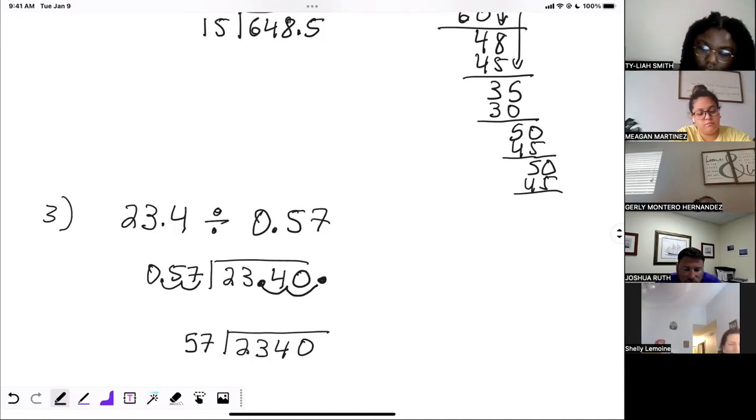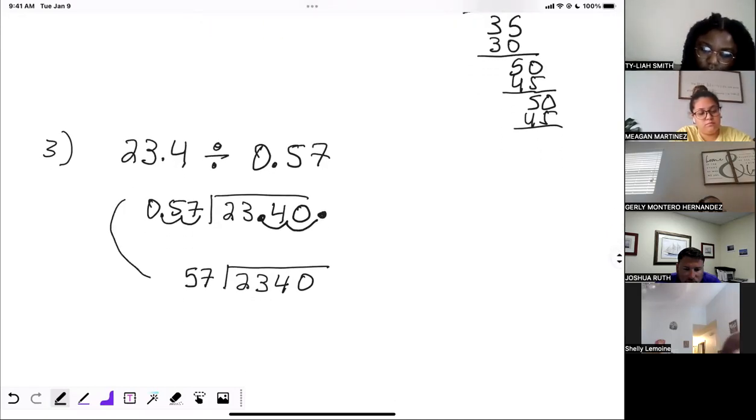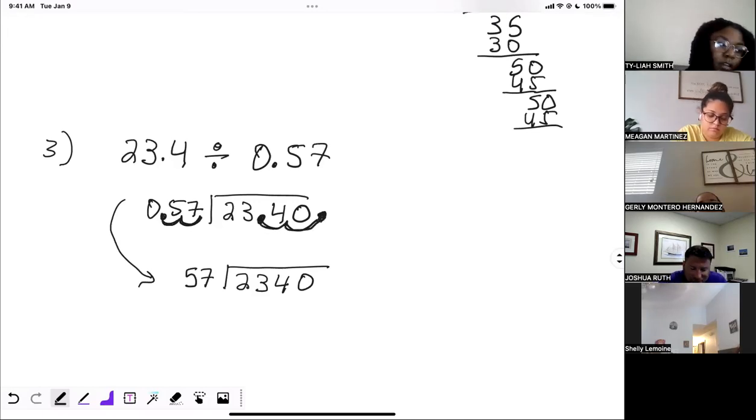Okay, my biggest concern is, do you see how I go from here to here? Because once you know that, it's just dividing. But this is my biggest concern, knowing that I move it 2 places to the right on the outside, I also have to move it 2 places to the right on the inside number. And wherever that decimal falls, it falls, and that's the answer. And then it's just dividing from here.